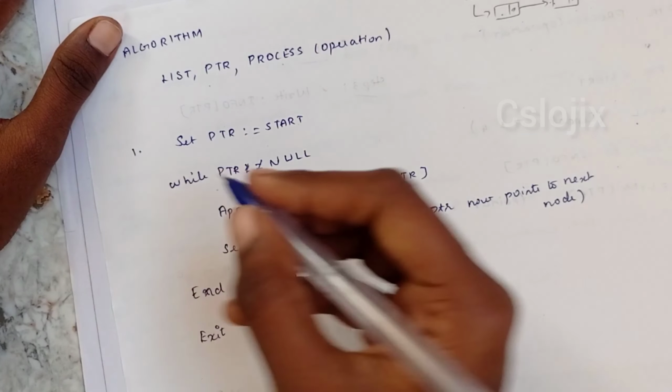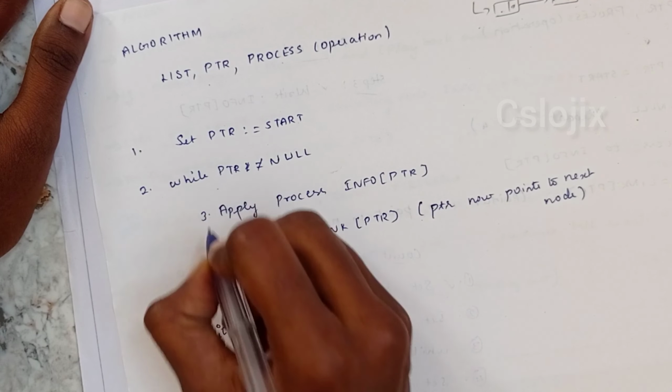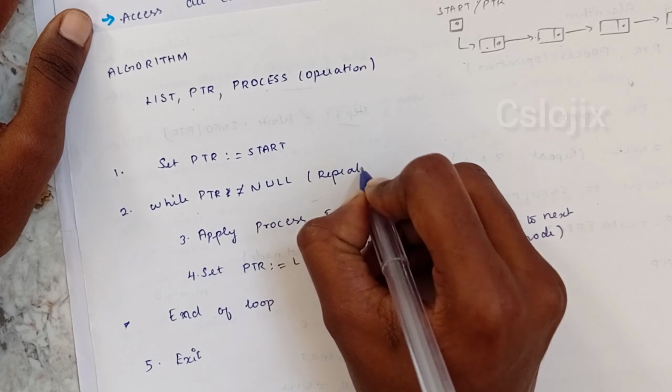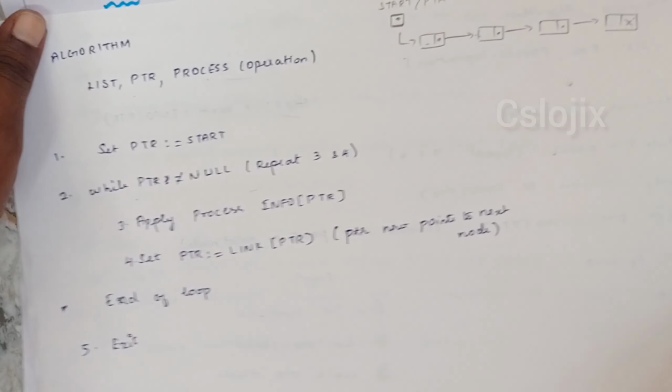So this is the algorithm for traversing a linked list. This is step 1, step 2, and this is step 3 and 4. Then step 5, where we are repeating steps 3 and 4. I hope you understand how to write the algorithm.